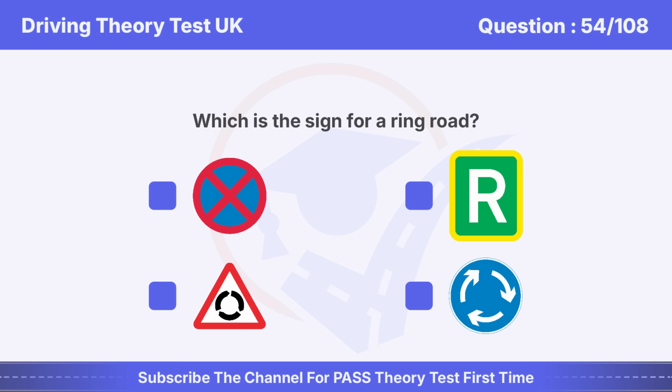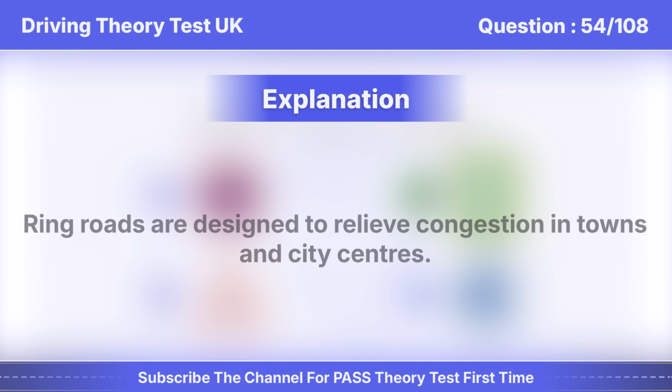Question 54. Which is the sign for a ring road? Answer is B. Ring roads are designed to relieve congestion in towns and city centres.